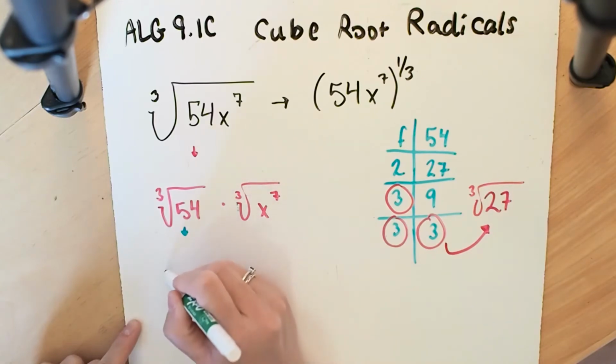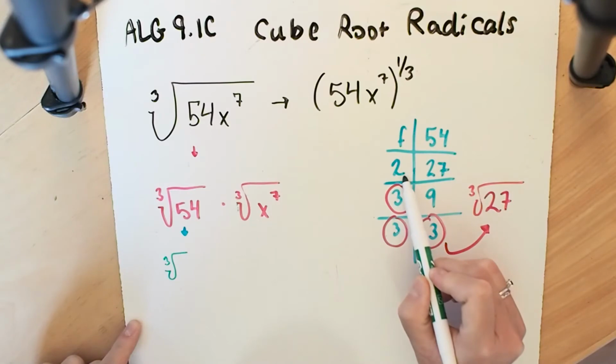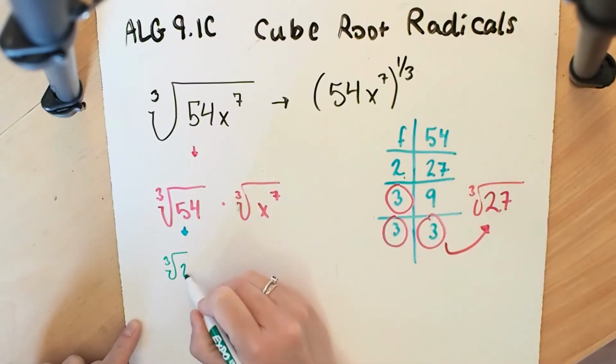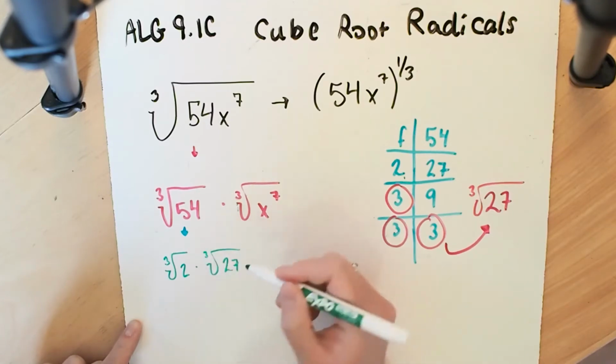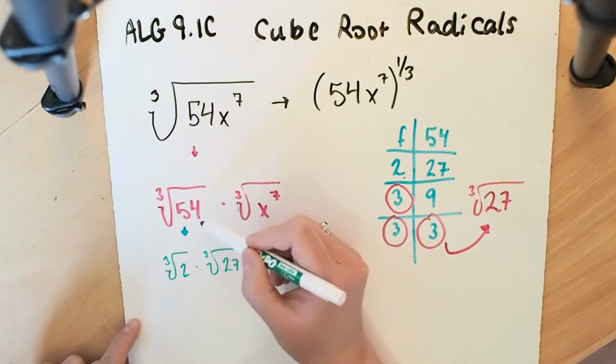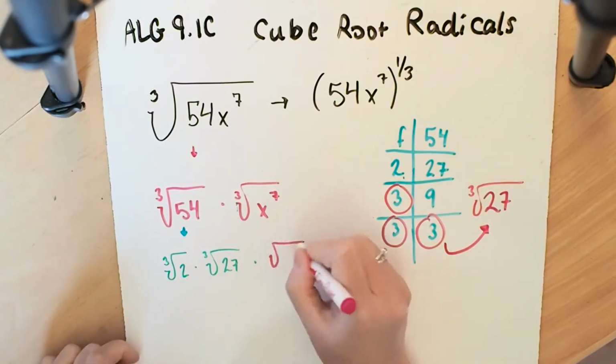We're going to break this apart into multiple pieces. We have the cube root of 2, which is just hanging out over here, times the cube root of 27. So I've just broken apart the cube root of 54 into 2 pieces, the cube root of 2 and the cube root of 27. Then over here, we still haven't simplified this one. We're just going to leave it for now.